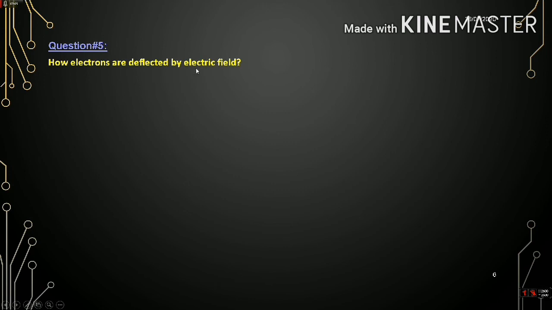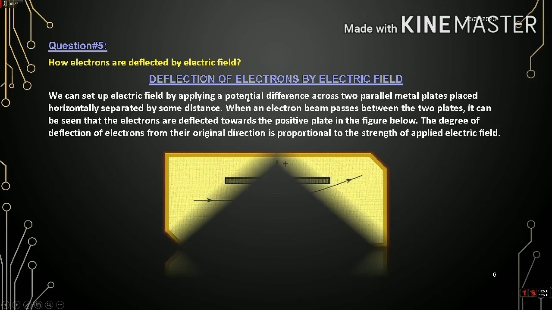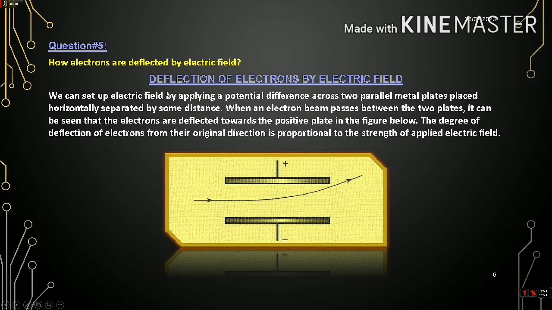How are electrons deflected by an electric field? When electrons are emitted by the electron gun, they are deflected by electric and magnetic fields. Here we study how they are deflected by an electric field. We can set up an electric field by applying a potential difference across two parallel metal plates placed horizontally, separated by some distance. Here is one plate which is positively charged and the other is negatively charged.